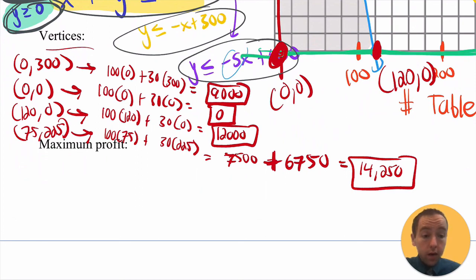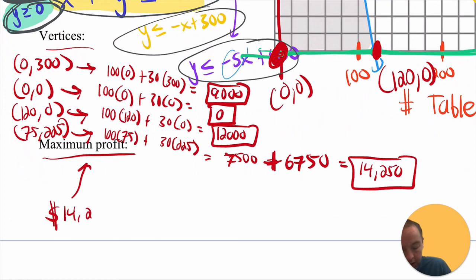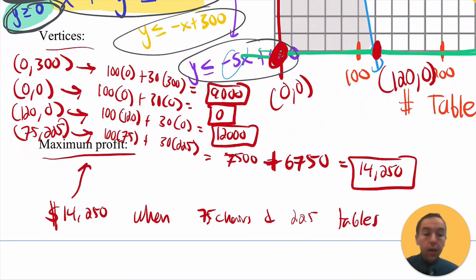So now if we compare all of those values, you can see that the highest amount of profit he's going to get is that last one right there of $14,250. So we know the maximum profit that he could ever make is $14,250, and that's specifically when there are 75 chairs and 225 tables that were purchased.